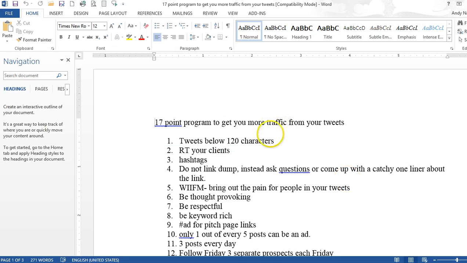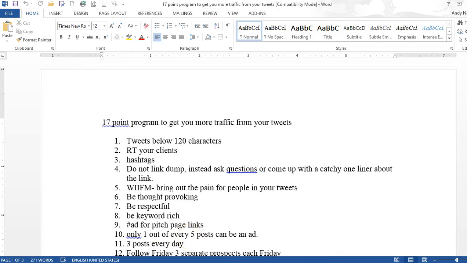Okay, so just moving on, continuing with our conversation, this is my 17-point program to get more traffic from your tweets. This is what I generally use for a guideline when I'm doing tweets. One, do your best to keep tweets below 120 characters. I know it says 140, but if you want people to retweet it, it's good to keep it shorter so they can include your @username in there. So keep it below 120 characters when possible.